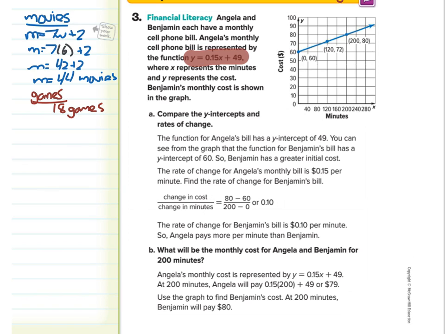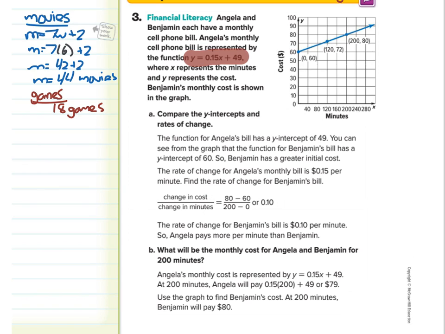And so Angela's was 15 cents per minute. Benjamin's was 10 cents per minute. So Angela pays more per minute than Benjamin. What will be the monthly cost for Angela and Benjamin for 200 minutes? Well, we have the nice pretty function here for Angela. So substitute in the 200 for the x, and you get $79 when it's all said and done. Now, it just so happens to be nice in the graph where we are given the point, 200 minutes is $80 for Benjamin. So at 200 minutes, Benjamin will pay $80.